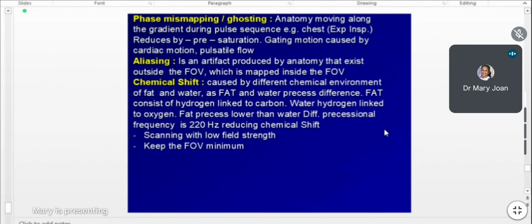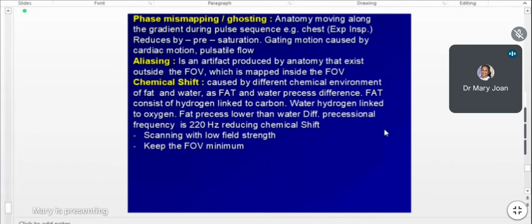This can be reduced by pre-saturation. For cardiac motion, the heart inside is moving on its own, so that motion can be accounted for by gating. We can connect to the ECG, and the ECG can be gated to the image acquisition. So when the heart is expanded and when the heart is constricted, that information we can get, and it can be correlated with the images which we received. So this can be utilized to pre-saturate. The effect of motion can be eliminated by different techniques.